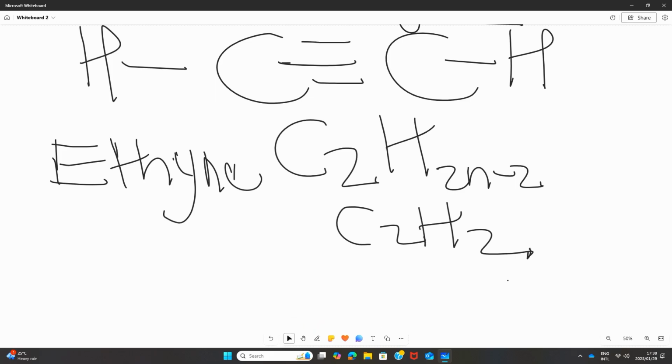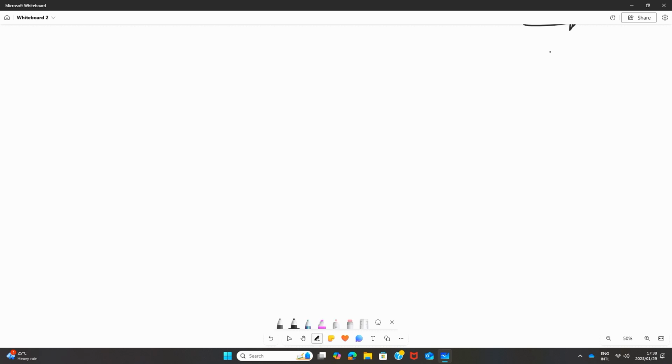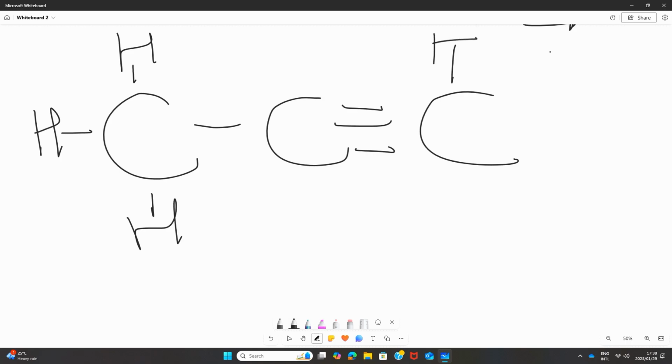Now let us look at when you have 3 carbon atoms in the longest chain. You will have 1, 2, 3. You put the triple bond, then you fill your carbons with hydrogen atoms. So from the general formula, it's CnH2n minus 2.